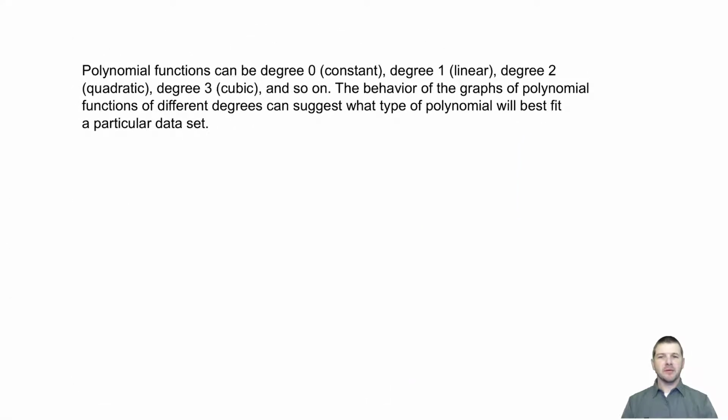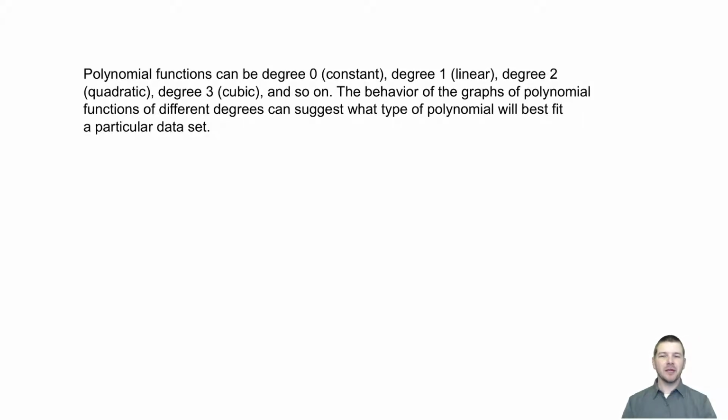Polynomial functions can be degree 0, a constant, degree 1, linear, degree 2, quadratic, degree 3, cubic, and so on. The behavior of the graphs of polynomial functions at different degrees can suggest what type of polynomial will best fit a particular dataset.